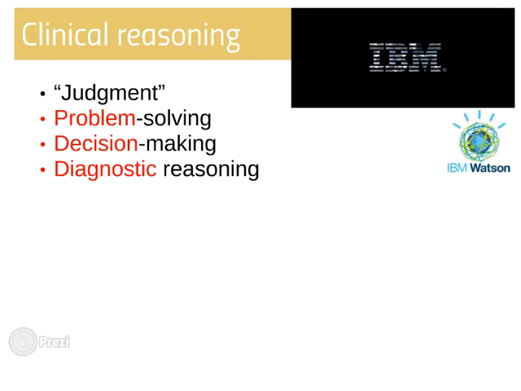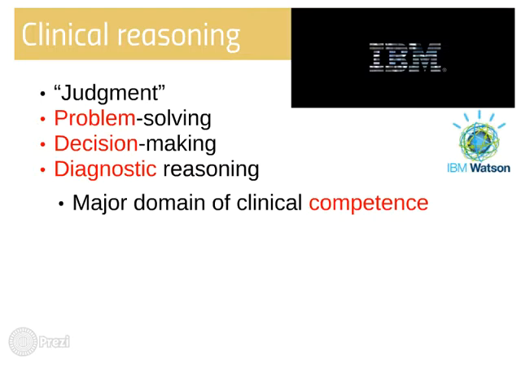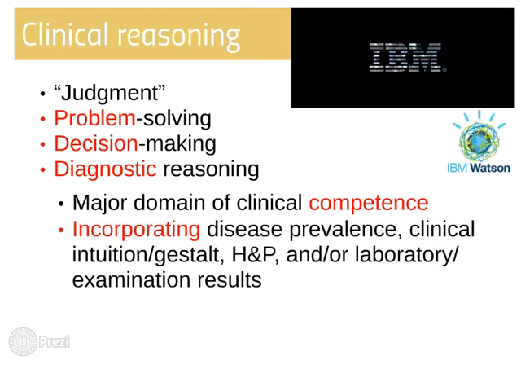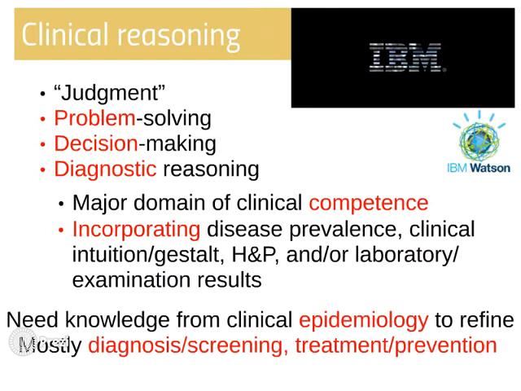So to be able to do that, you need to have the capability to solve problems and make decisions, especially when you order a test, you need to have your clinical reasoning. According to some, it is actually the major domain of clinical competence. And why is that difficult? It's because you need to incorporate different skills and knowledge, including epidemiology information, clinical intuition, history and physical, and laboratory examination results. So you need some basic essential knowledge from clinical epidemiology to refine those decisions.